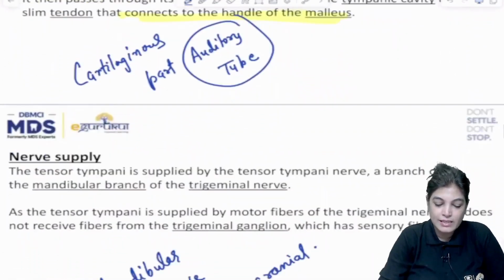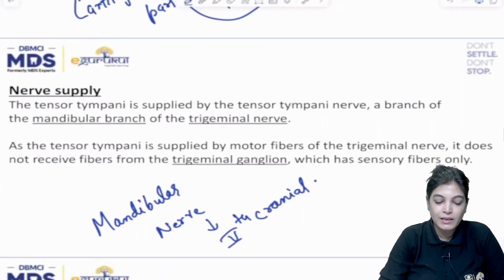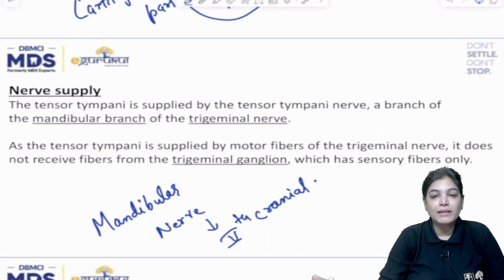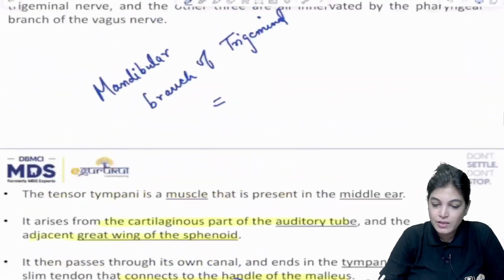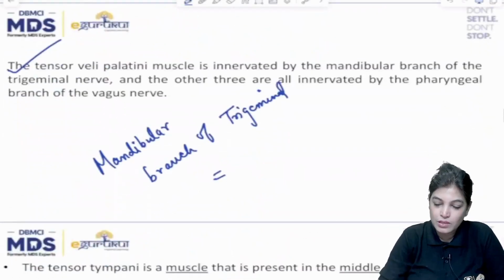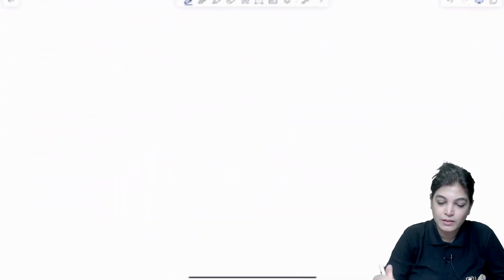Please firstly understand. So, if we talk about nerve supply, the nerve supply of tensor tympani is from the mandibular branch of trigeminal nerve. As the tensor tympani muscle is receiving motor fibers from trigeminal nerve, it does not receive any innervation from trigeminal ganglion, which is mainly sensory. So, I just want everybody to note down one more piece of information here.